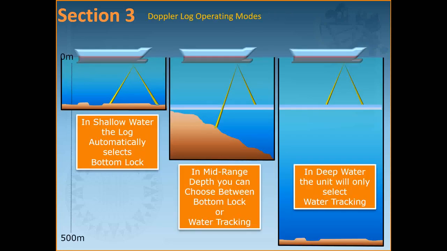The navigator selects which mode to use, except that the log will automatically switch to bottom track in shallow depths and to water tracking in deep water. The log will indicate speed ahead or astern, whether presently in the bottom track or water track mode, and distance run.